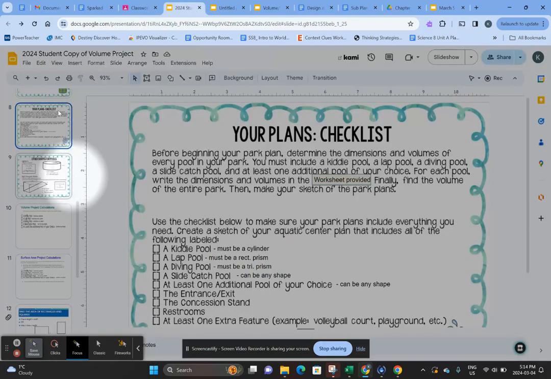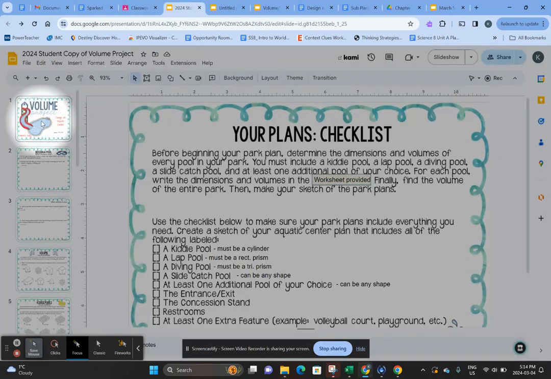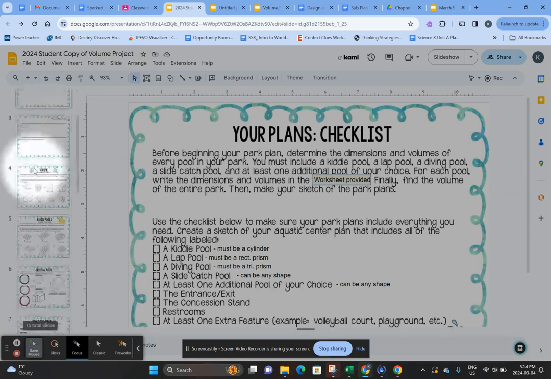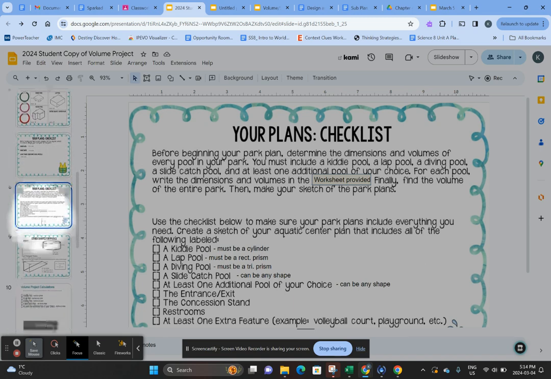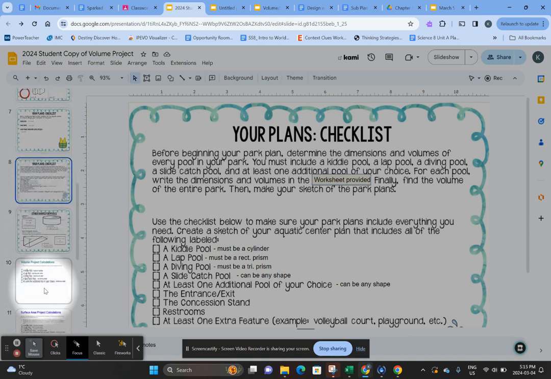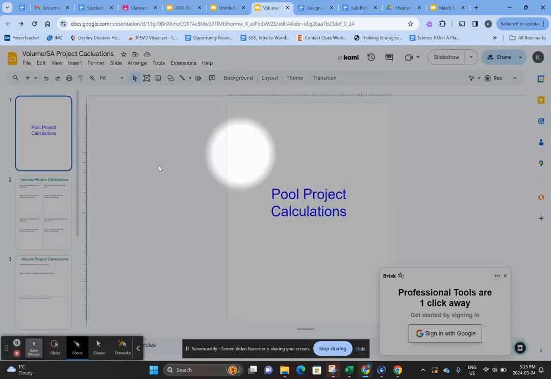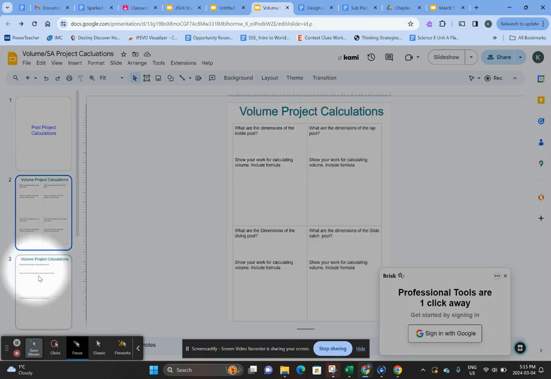So today you need to go to Google Classroom and go through slides 1 to 7, absolutely need to be completed today. And then you're going to sketch out your park, making sure it has all these elements, or you're going to label all the dimensions of your park and get all calculations done today.